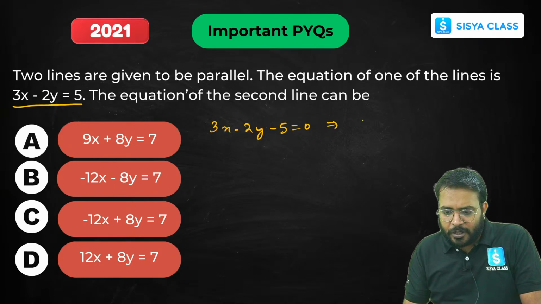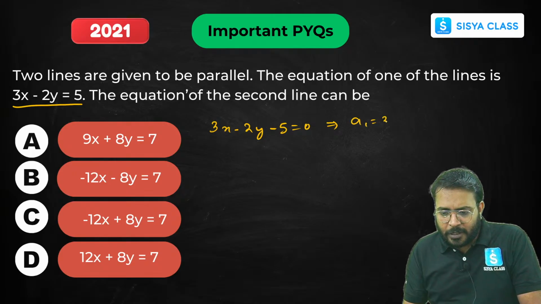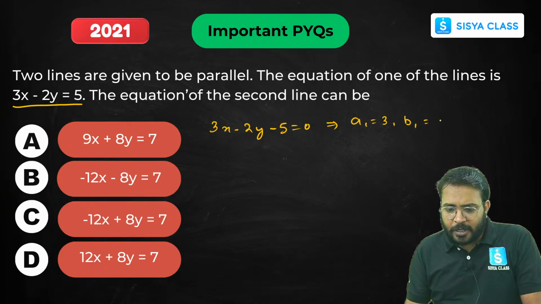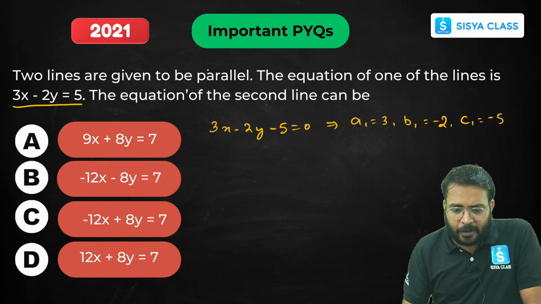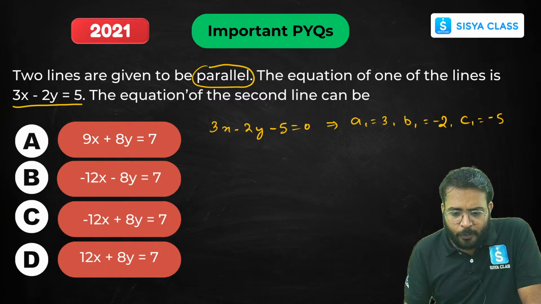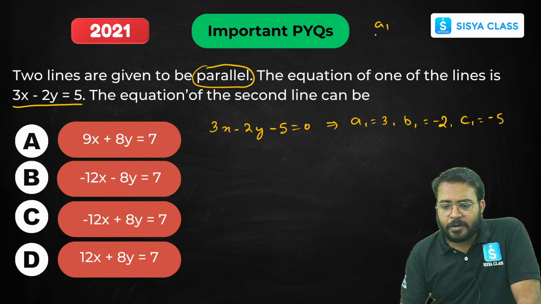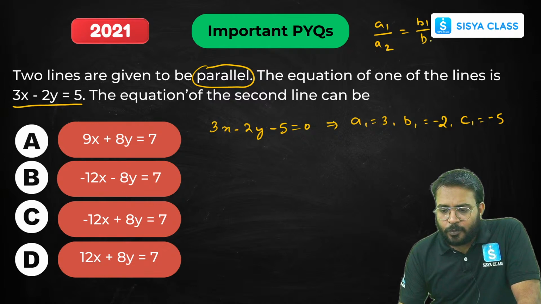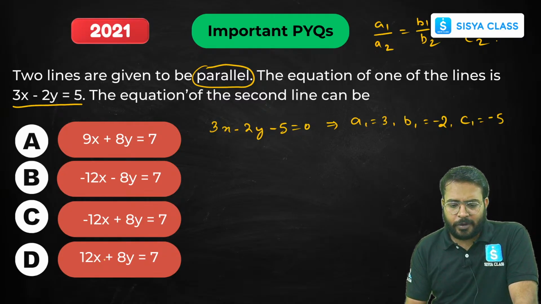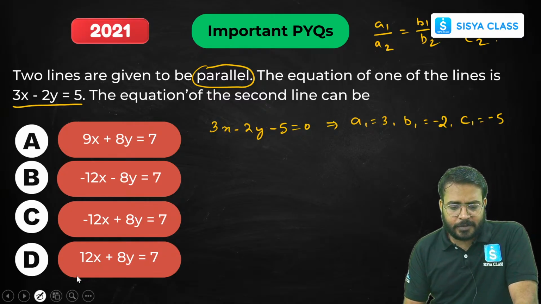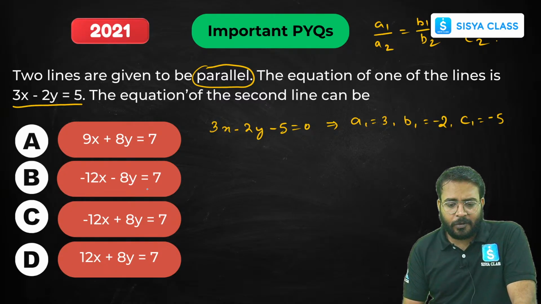So here, what is the value of a1? A1 is 3. What is my b1? B1 is minus 2. What is c1? C1 is minus 5. If they need to be parallel, what is the condition of parallel? Parallel means a1 by a2 should be equal to b1 by b2, but c1 by c2 should not be equal to it. Yes or no? This is the condition.